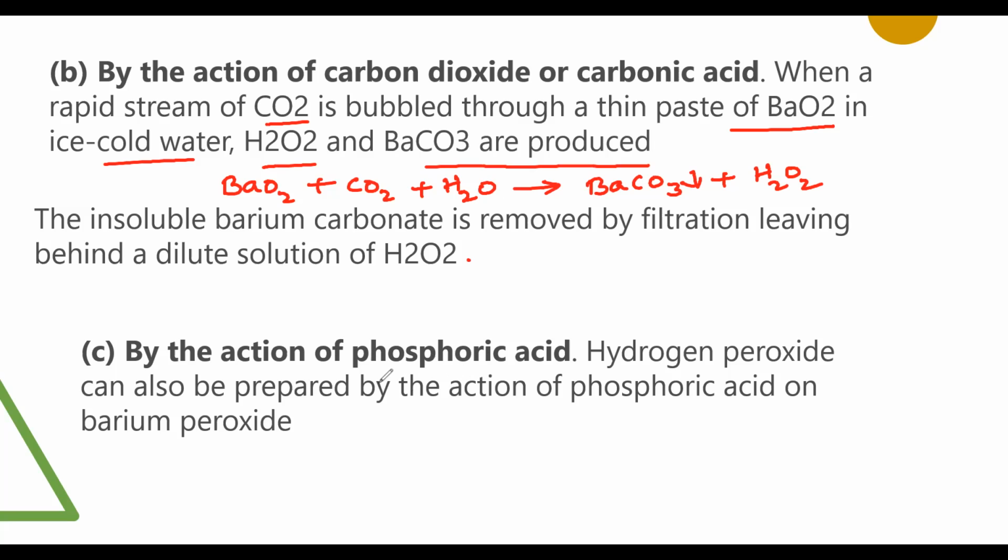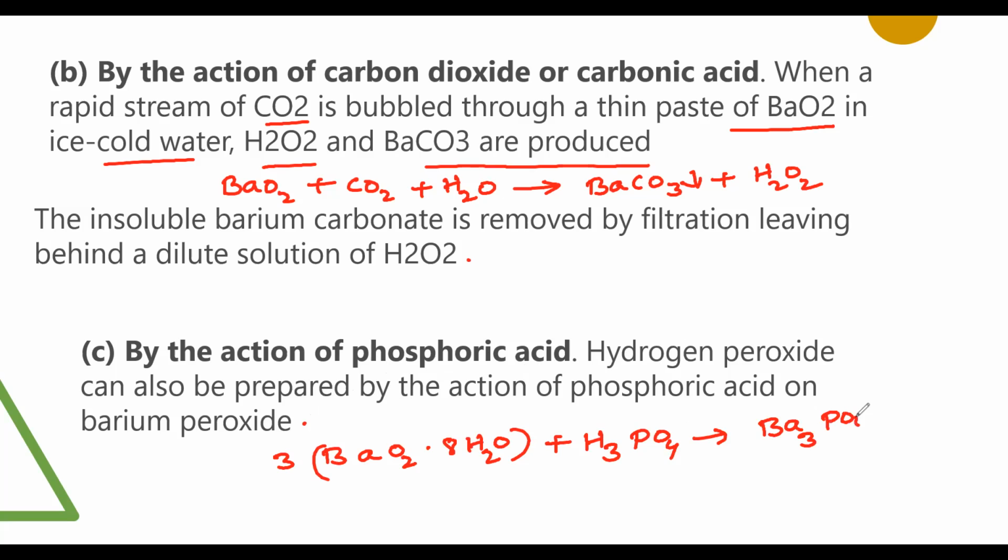Next, the third preparation is by the action of phosphoric acid. Hydrogen peroxide can also be prepared by the action of phosphoric acid on barium peroxide. Take 3 moles of hydrated barium peroxide. On reaction with phosphoric acid, H3PO4, it gives rise to barium phosphate, Ba3(PO4)2, a precipitate, along with hydrogen peroxide plus 24 water molecules.